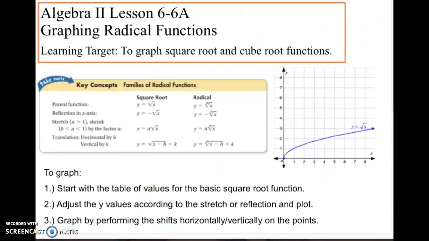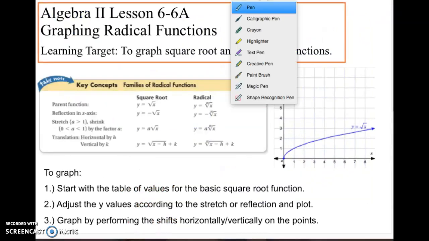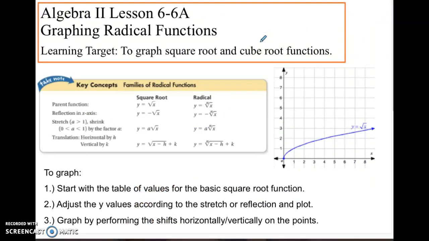So let's look at today's problems. We want to look at our learning target. We're going to graph the square roots today. Next lesson is cube roots. And so our parent function of a square root looks exactly like this. And the official translations we use, like our official XY chart, is down below here.